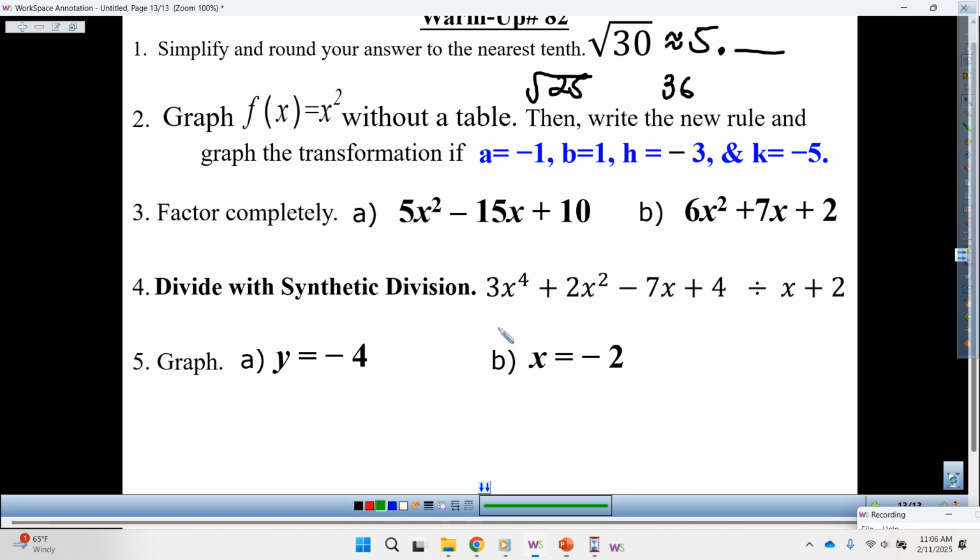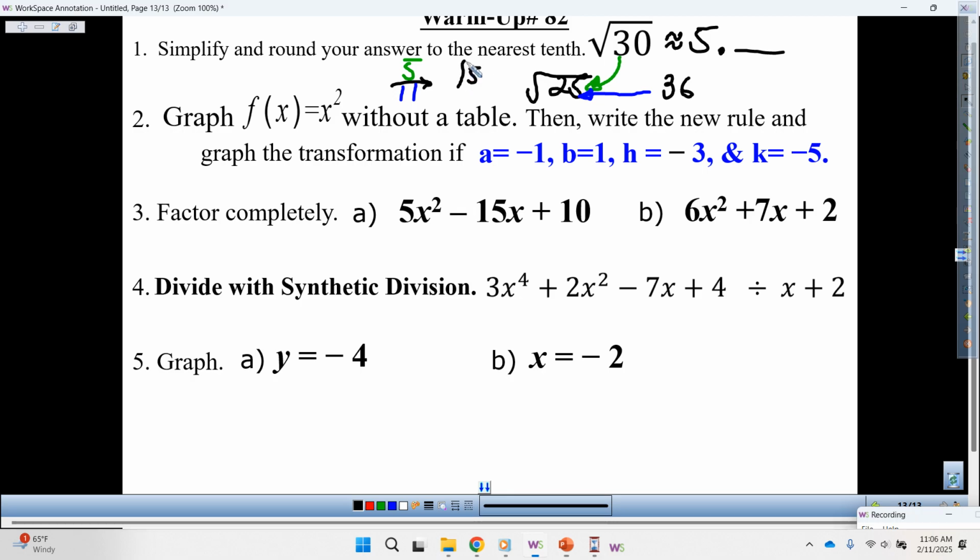So, what is 30 minus 25? That is 5, over, what is 36 minus 25? That is 11. So now that we have a fraction, we do our long division.